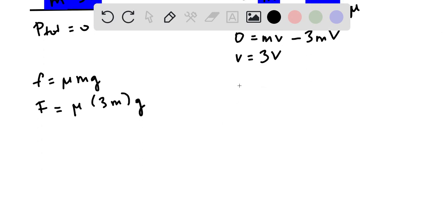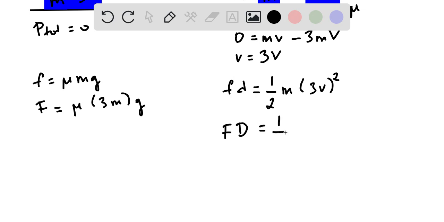Now, the friction force times the distance is the work done by the friction force. And to make the block come to a full stop, that should be equal to the kinetic energy of the block after the explosion. I've written the expression down for the small block first. For the big block, it's very similar. It's going to be equal to its mass times its velocity squared.